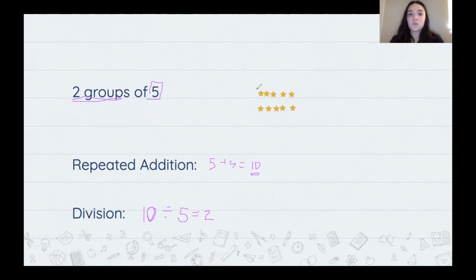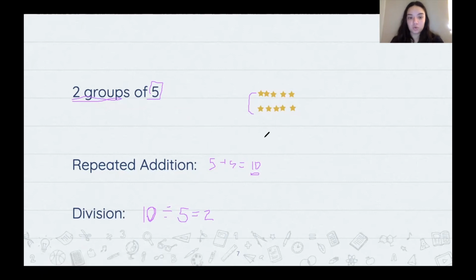So I did this just to show you, you could see visually what this is going to look like. We have our groups of stars right here that I made based on what the problem said. Next thing I did is I created a repeated addition sentence to find the total. If you didn't want to do that, you could also just count the total number of stars.